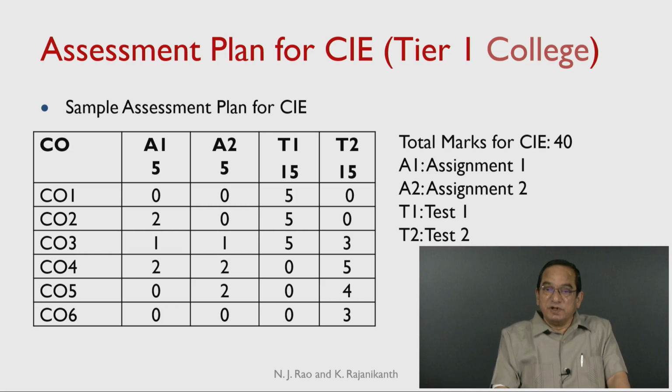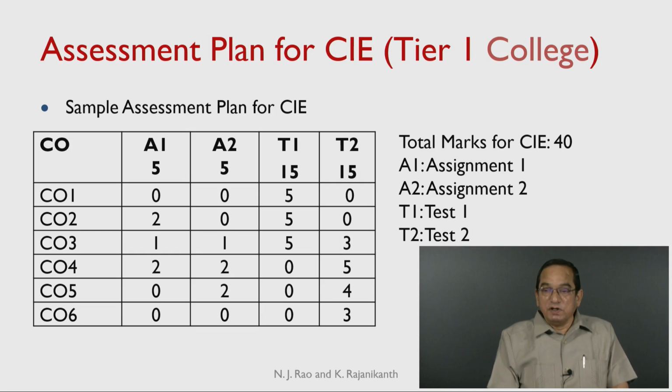CO1 is to be addressed in test 1 only. CO2 is addressed in assignment 1 and test 1. Similarly, CO3 is addressed in assignment 1, assignment 2, test 1 as well as test 2. CO4 is addressed in assignment 1, assignment 2 and test 2. CO5 is addressed in assignment 2 and test 2. CO6 is addressed in test 2. This kind of a plan needs to be made upfront. And the total number of marks allocated are also mentioned here.